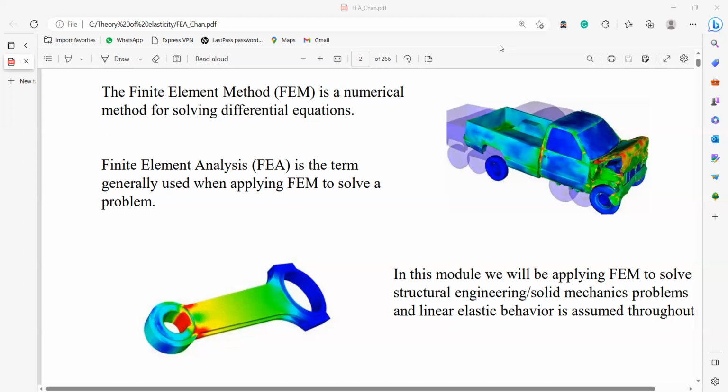So what do the governing equations do, and how are the governing equations solved? Okay, so let's look into it. So, what is finite element analysis and what does it do?